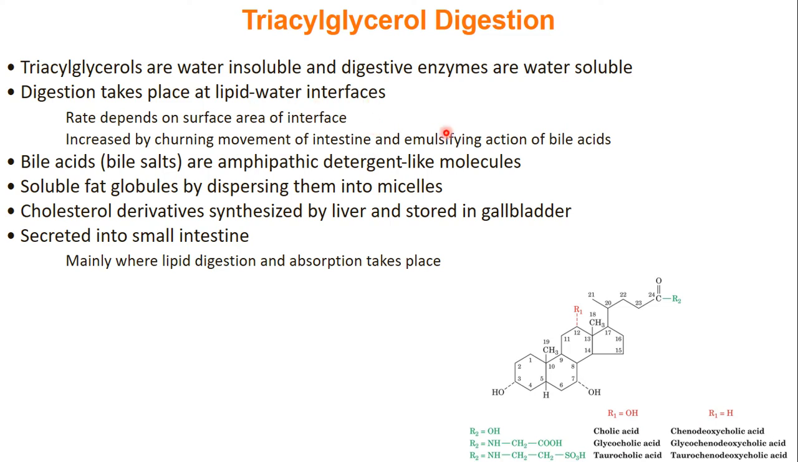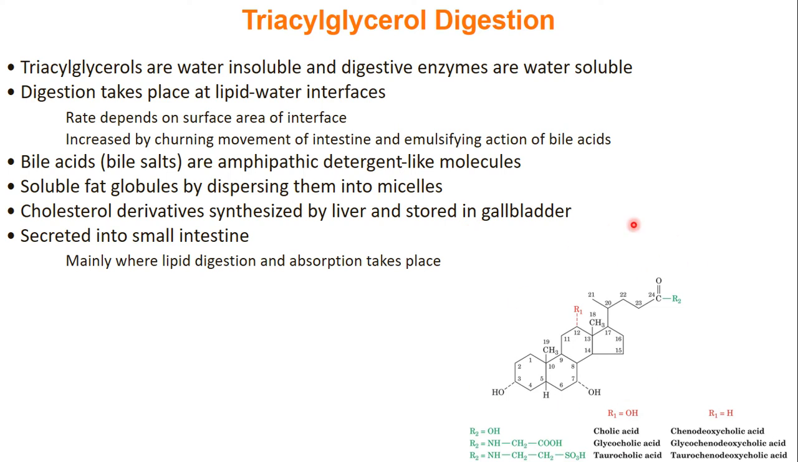And this interface can be increased by the churning movement of your intestines and the emulsifying actions of different bile acids. A bile acid or bile salt, every time you hear that word, is just an amphipathic, detergent-like molecule. Remember, amphipathic means polar and non-polar. They help to solubilize these fat globules by putting them into micelles. These bile acids, bile salts, look like cholesterol derivatives, and they're made by the liver and stored in the gallbladder.